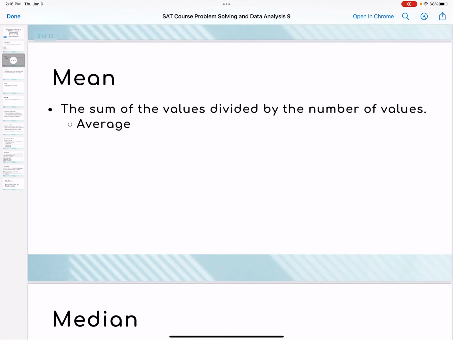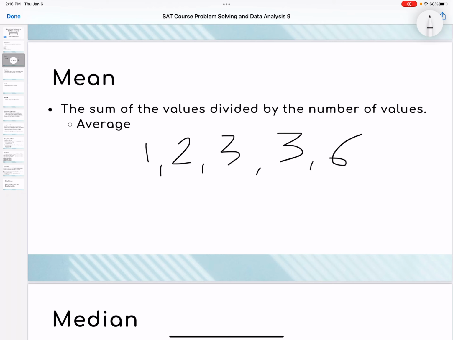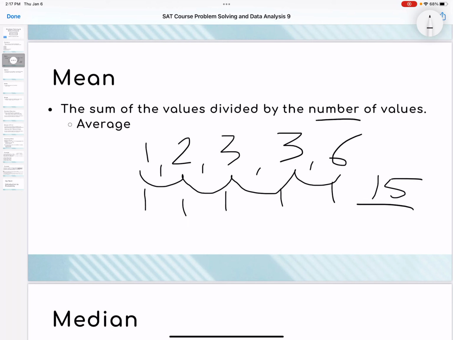So mean is the sum of the values divided by the number of values. So we add all of our values up in a given data set, and then we divide by the number of values that we have. It's also known as the average. So if we have the data set 1, 2, 3, 3, and 6, we would add those up, which would get us 1 plus 2 is 3, plus 3 more is 6, 3 more is 9, and 6 more is 15, divided by the number of values that there are, which is 1, 2, 3, 4, 5. So 15 divided by 5 would be 3 for our mean, or our average.